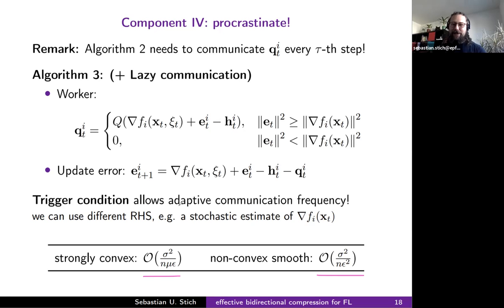Yeah, this sounds all very good. And if we now can design this update of H in such a way that H really converges to the gradient at the optimal solution, basically we come up with an algorithm that once it detects it has converged to the optimal solution, does not need to communicate anymore.